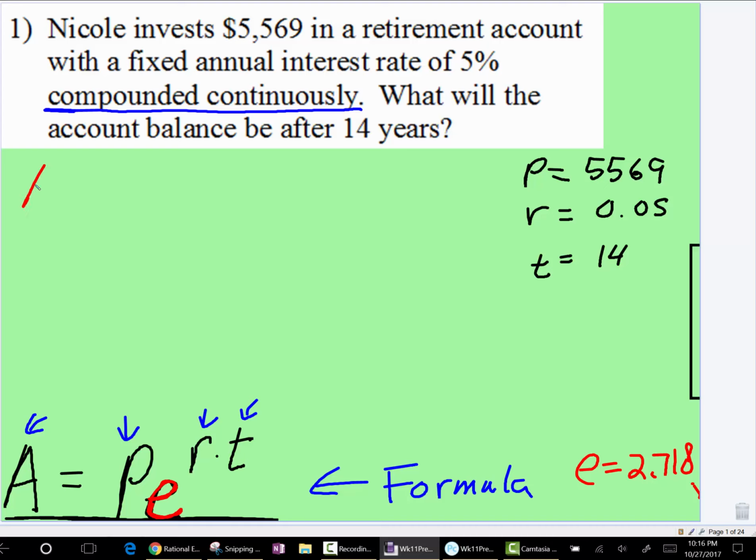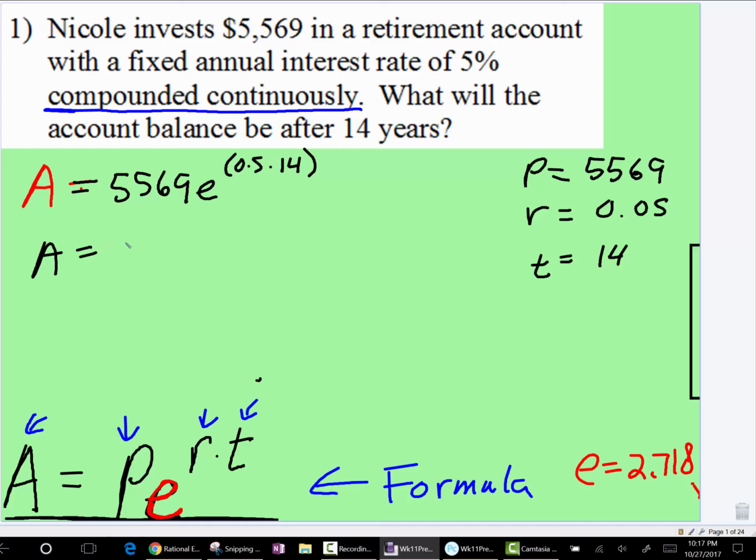So we don't know what the account balance is going to be, but our principal amount is $5,569 multiplied by e to the 0.05 times 14. And guess what? You can just type that right into the calculator. So I'm going to type 5569, the second button, the LN button, and that brings up e to the, and in parentheses, I'll type 0.05 times 14 and then close the parentheses.